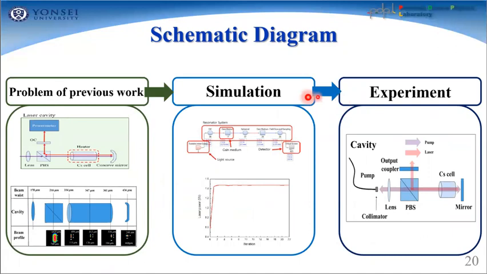The schematic diagram of my research. I will measure the problems of previous cesium laser works of our laboratory by measuring the cavity size and actual pump beam profile. And I will do a simulation to confirm whether the efficiency will increase or not by changing the pump source, lens position, and the whole cavity position. If the optical to optical efficiency increases in simulation, I will do an experiment.